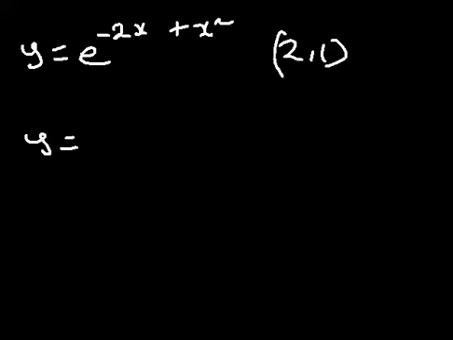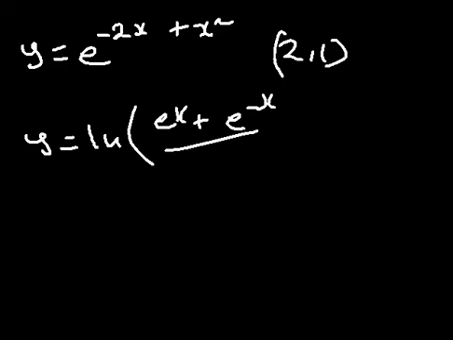Let's say I have y is equal to ln of e to the power x plus e to the power negative x, over 2. This is also another simple question you should go through. So we should evaluate the equation of a tangent line at the point 0, 0. Also try that one out. You'll manage it.